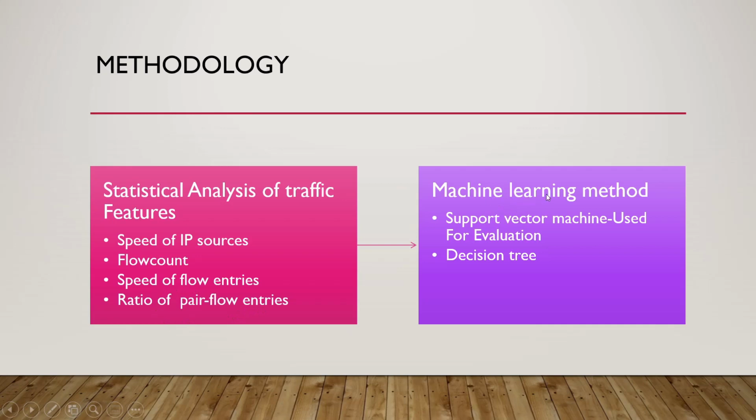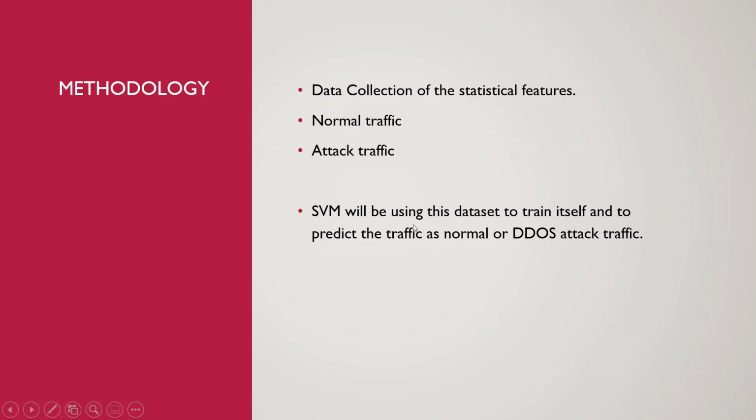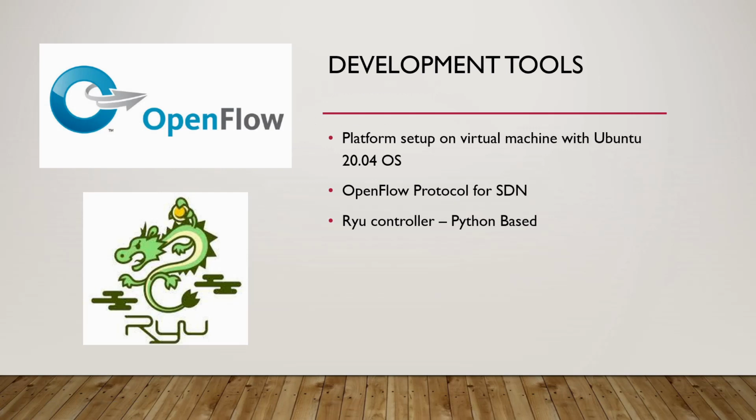And the machine learning methods used are support vector machine and decision tree, but I'll be using support vector machine for the evaluation. So the process is, first we have to collect the data for the statistical features both for normal traffic and attack traffic data, and these data will be stored in a CSV file. It creates a data set for the SVM to use to train itself and to predict the attack as normal or DDoS attack traffic.